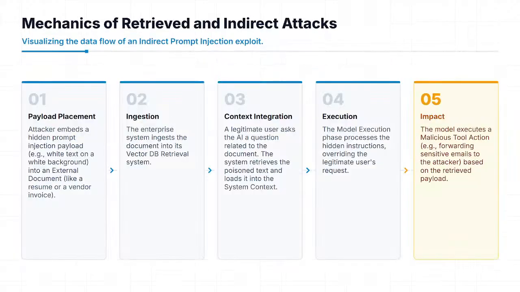So basically, the mechanics of retrieval and indirect attacks, visualizing the data flow of an indirect prompt injection exploit, goes from the payload placement, like the example I gave now, white text on a white background, to data ingestion, context integration, execution, and then the impacts.